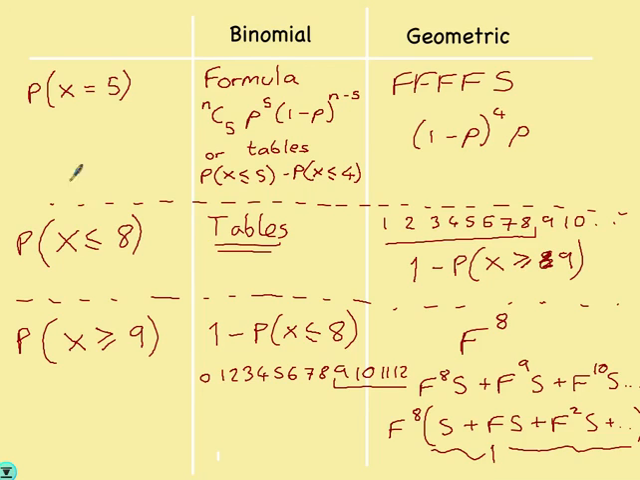Now that is how you break down each different part for the binomial and geometric. Just be careful that these aren't equal signs. If this was less than 8, you'd have to replace this here by 7, because obviously 7's the biggest number that is inclusive, and that's less than 8. Hope that helps you. Enjoy your revision.